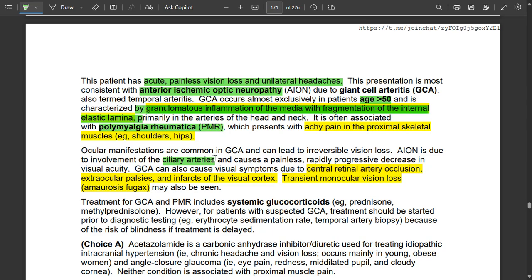CRAO can occur, extraocular palsies can occur, infarcts of the visual cortex can occur, and transient monocular vision loss, that is amaurosis fugax, can also be seen. The treatment is systemic glucocorticoids, prednisolone or methylprednisolone. In patients with suspected GCA, treatment should be started prior to diagnostic testing because of the risk of blindness if treatment is delayed. Therefore prednisone has to be started before diagnosis.